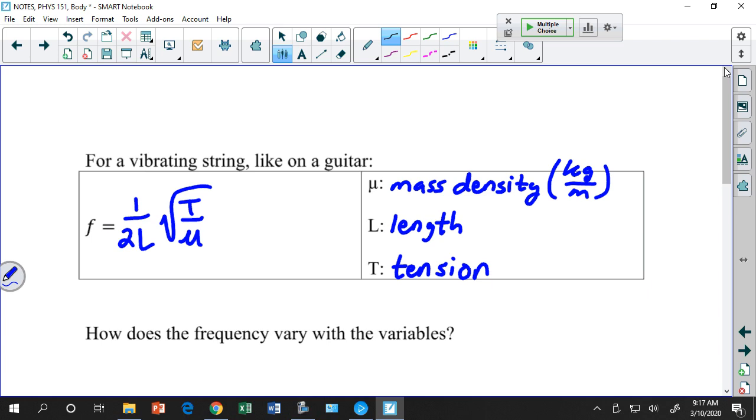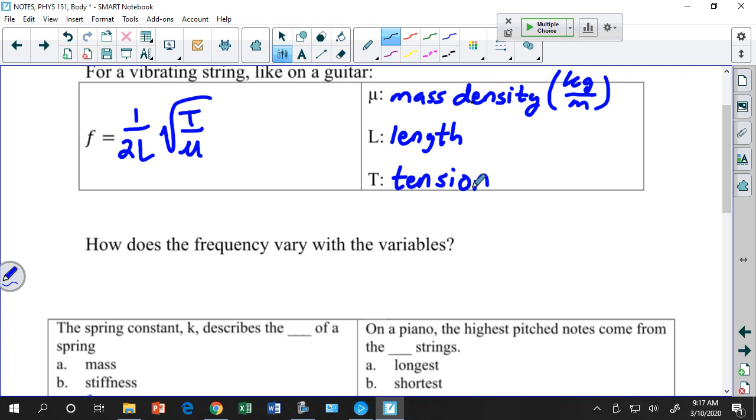And like I said with the rubber band, if I apply more tension, then that increases the frequency of the restoring force. So I want you to know how the frequency varies with these different variables. If the tension increases, what happens to the frequency? Does it go up or down? It goes up. So if the tension increases, the frequency goes up.